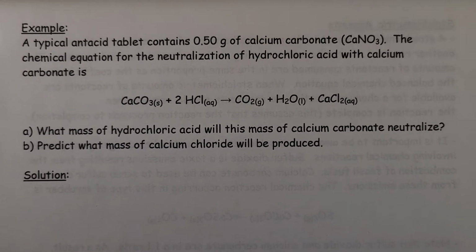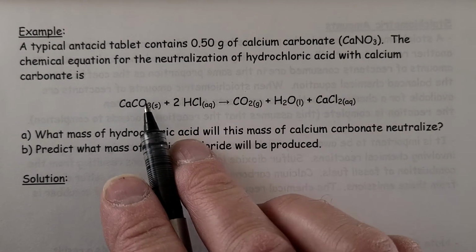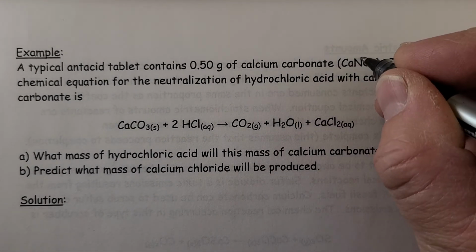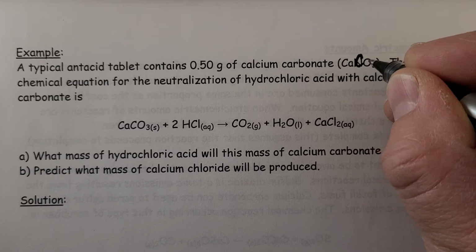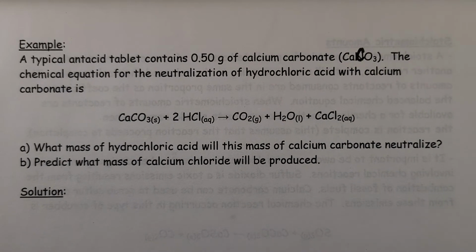Alright, so let's take a look at the next one here. A typical antacid tablet contains 0.50 grams of calcium nitrate. I think that should say calcium carbonate. Let's change that to a C. Or maybe it's changed on your paper, but yeah, it should say calcium carbonate.